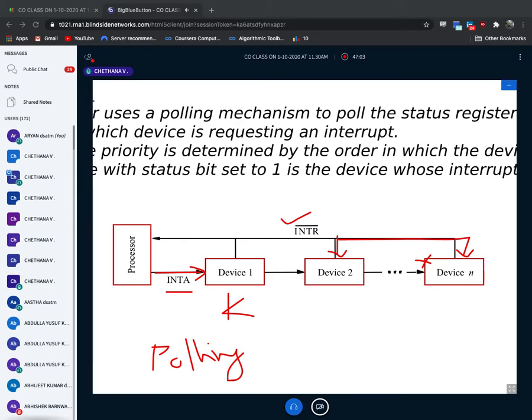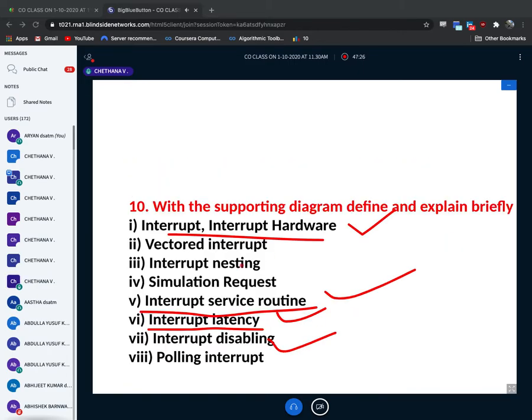So the processor is like a politician. These devices are like the people; assume each is a person or a house. That person will come to each and every house and request each and every person. That is the polling process, the same thing. So I think you are able to get the interrupt and polling.